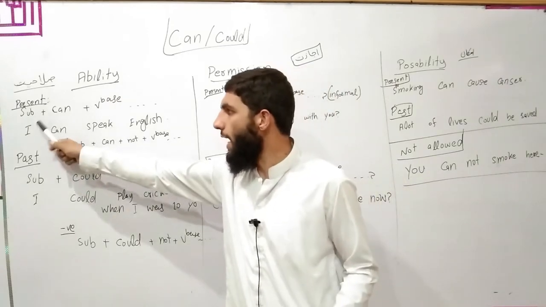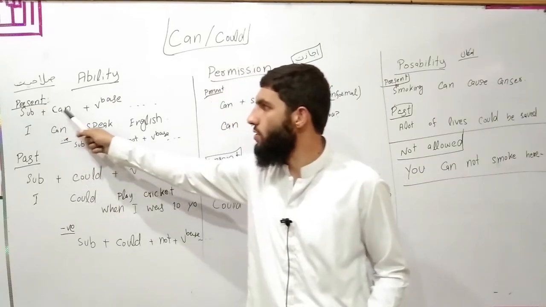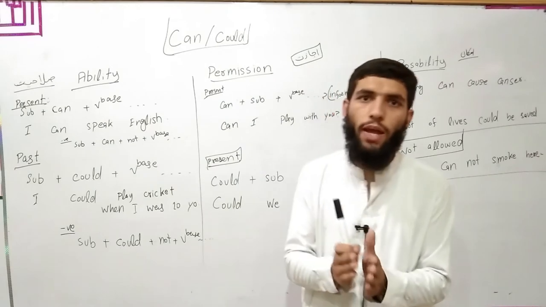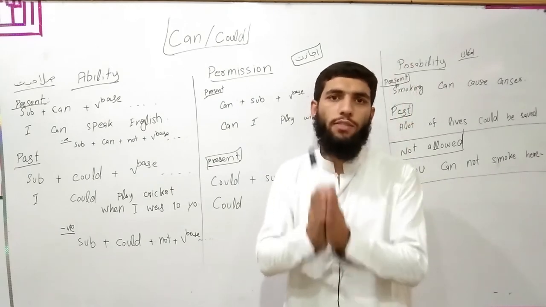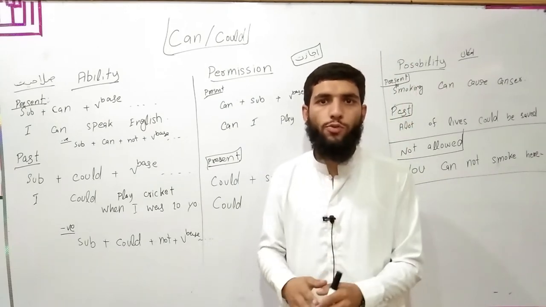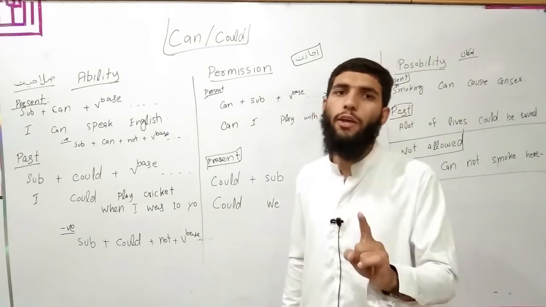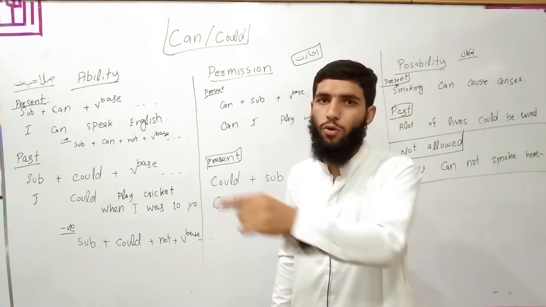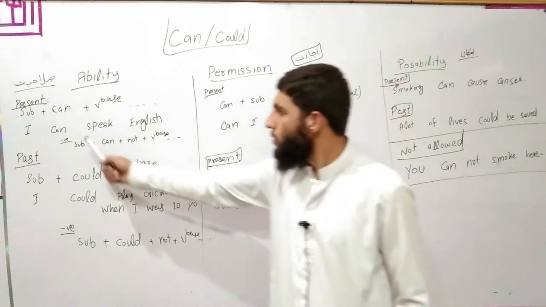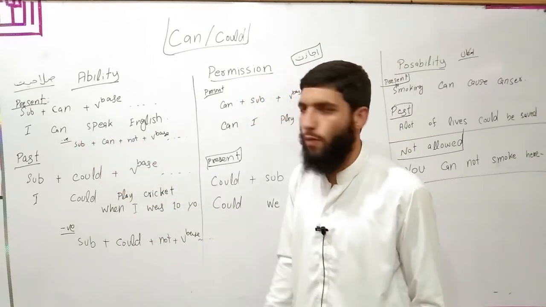So first, can. The structure is subject plus can plus verb base form. Keep that in mind. With a modal verb, we have to use the base form of the verb. A modal verb will always be followed by a base form of a verb. So can plus base form of a verb.